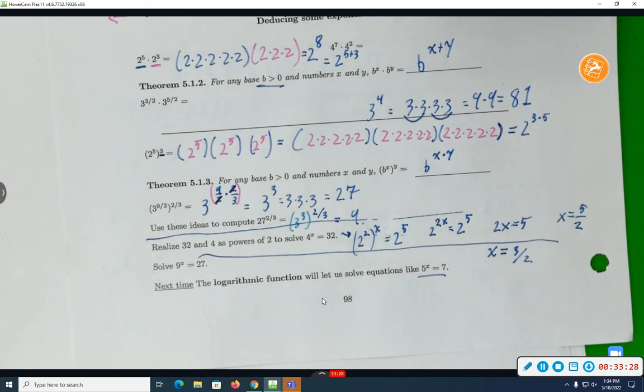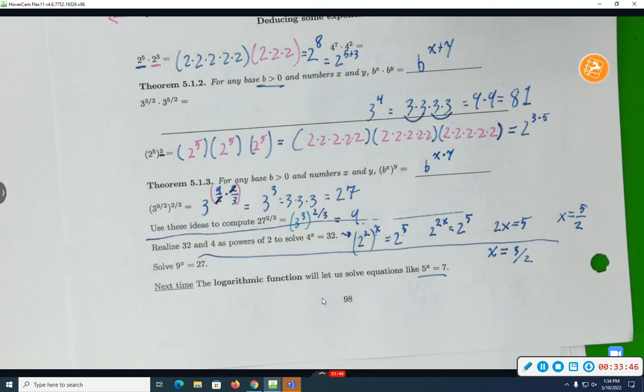Here's another equation. 5 to the x equals 7. Could we do the same trick with that equation to solve it? Well, not in any obvious way. 5 isn't a power of anything other than 5. 7 isn't a power of anything other than 7. So we need some sort of other trick.